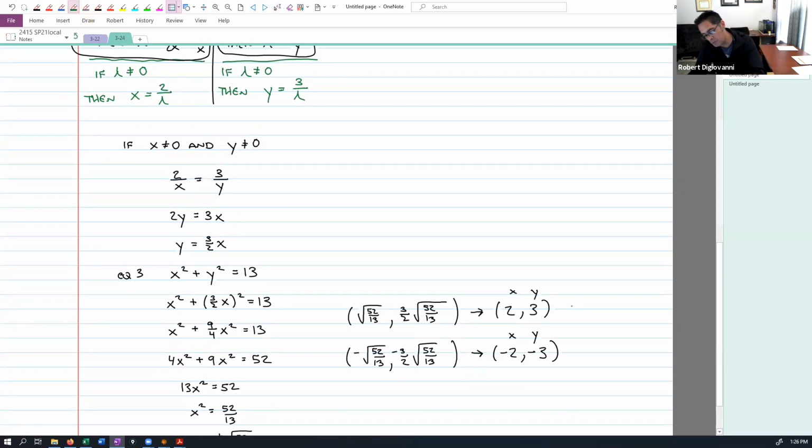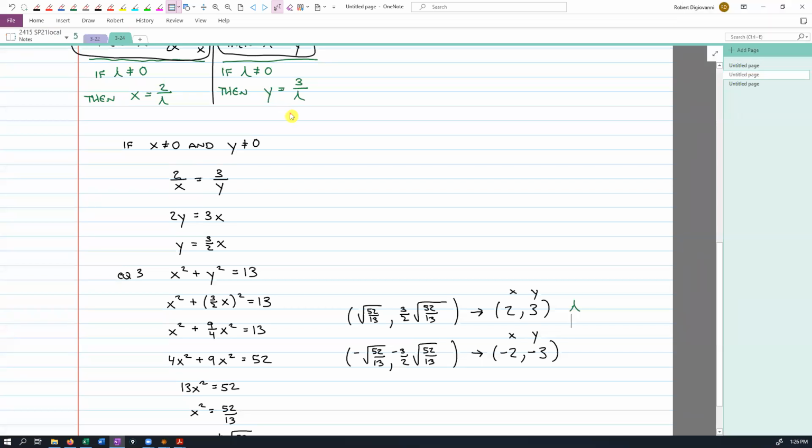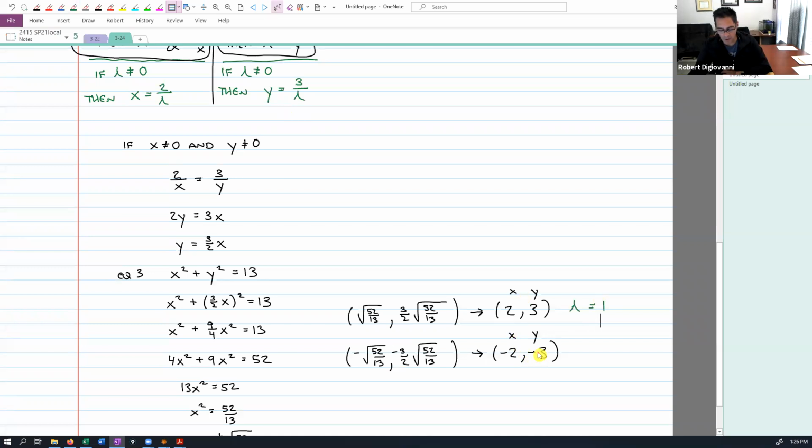So for this one, what does lambda have to be? If Y is 3 and X is 2, then what's lambda? You can get it from right here. If you replace this Y with 3, then what would lambda have to be? 1. And now if we do this point, let Y be -3, lambda would have to be -1.